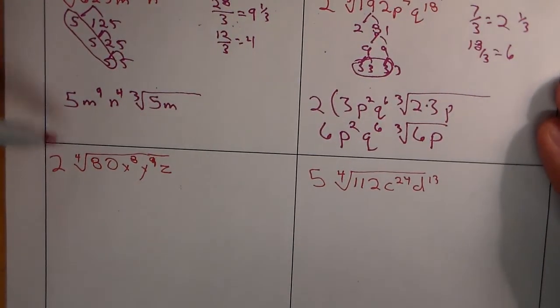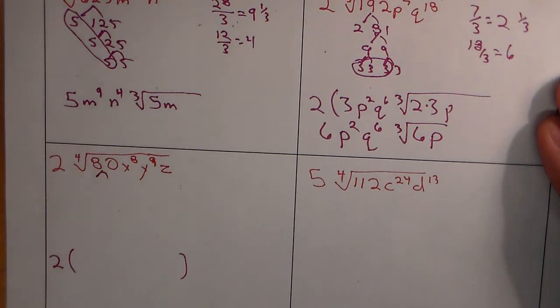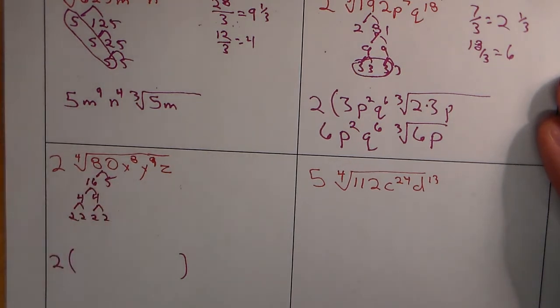Down here we have again a 2 on the outside, so we'll put that there, and we're going to simplify first. 80. I'm looking for 4th root, so I'm going to do 16 times 5, because I know 16 is going to give me a bunch of 2's. If you factored it differently, you'd still get to having 4 2's and a 5, but I took a different route. So these 2's come out, the 5 stays inside.